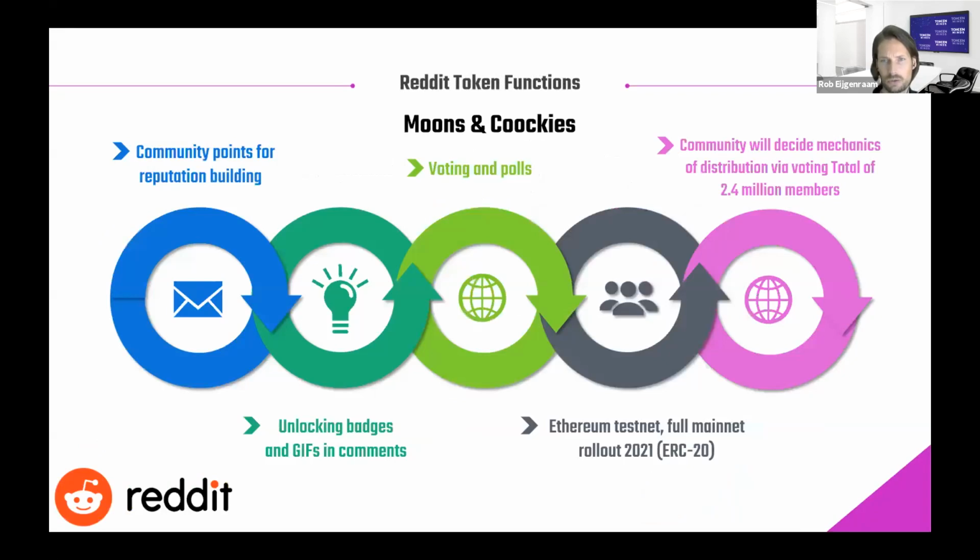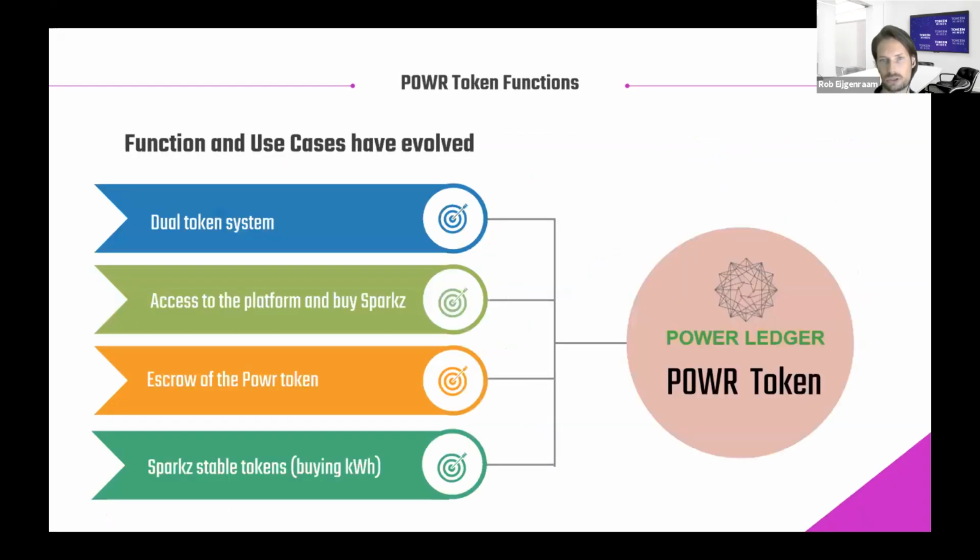Next up, we have Reddit tokens. So there's Moons and Cookies. They are for the communities, the subreddit of Fortnite and the crypto subreddit. So they provide points when you actually do something in the community, in the subreddit, as a reward in terms of voting, contributing. They can then be either traded for certain badges or gifts. They can be used for voting and polls. They let their community actually decide what the utility of these tokens is.